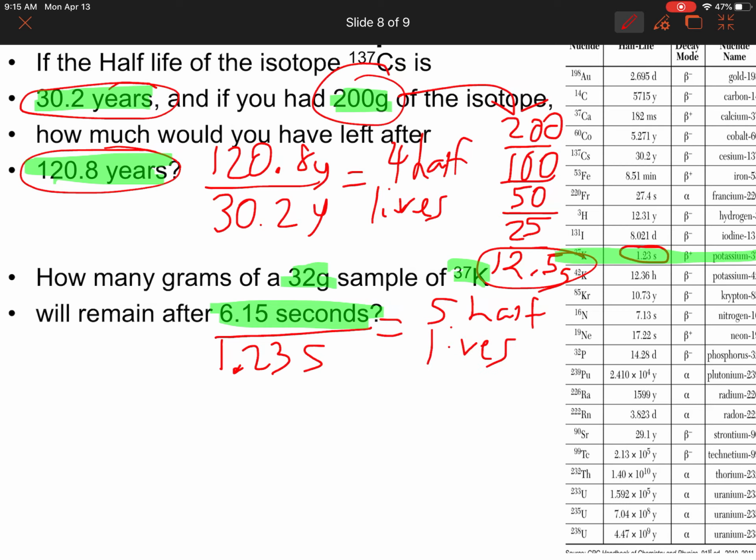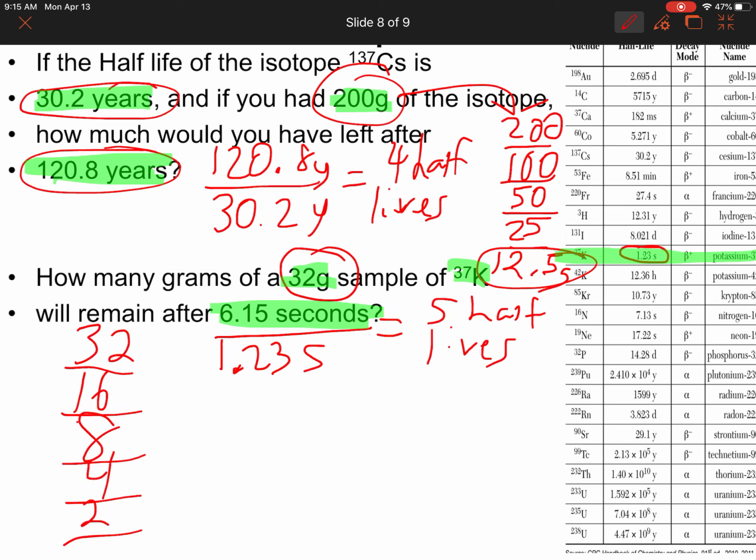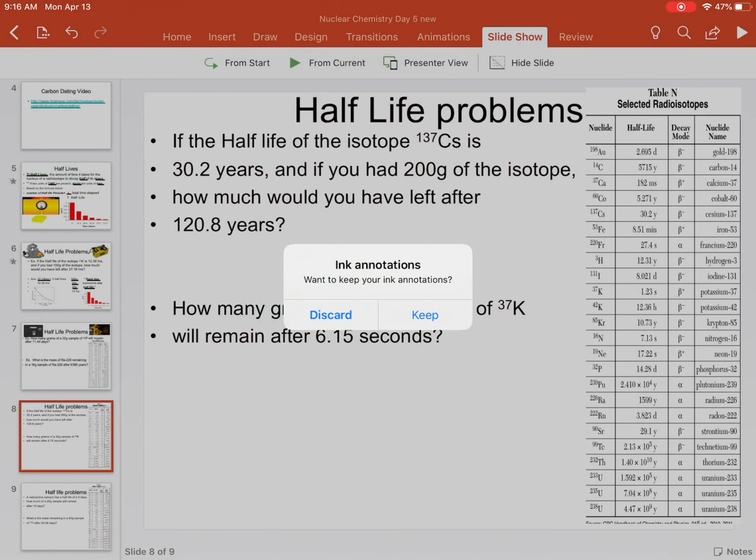Now, how many lines do we draw? Well, since there's 5 half-lives, draw 5 lines. 1, 2, 3, 4, 5. So what's the mass we start out with here? Well, 32. Half of 32, 16, 8, 4, 2, 1 gram. Now, it seems like 1 gram is the answer all the time, but it's not, okay? It just so happens to work that way. All right? 1 gram is the answer there. All right. Let's move on.